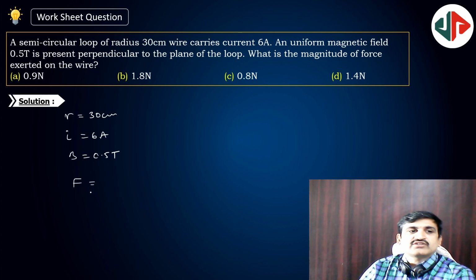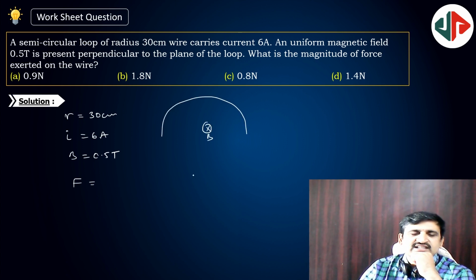Force F is equal to... The semicircular loop of radius 30 centimeter, wire carries 6 amperes of current, and uniform magnetic field of 0.5 Tesla is present perpendicular to the plane of the paper. This is magnetic field B. The semicircular loop is like this. So the effective distance is this one. Effective distance will be 2r.